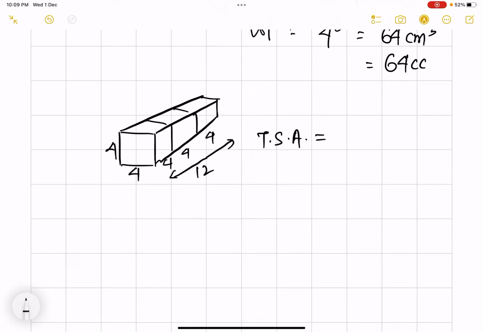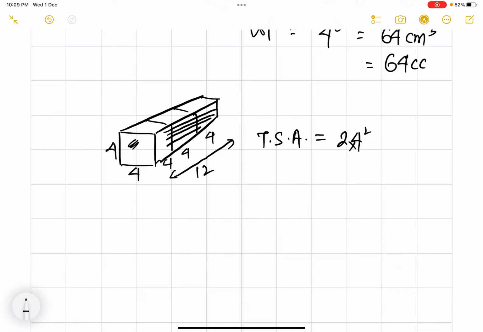So here you have the front and back squares. The areas of the front and back will be how much? 4 square plus 4 square. That's twice of 4 square. This side face, the right side face, is a 12 into 4 rectangle. So right and left are both 12 into 4.